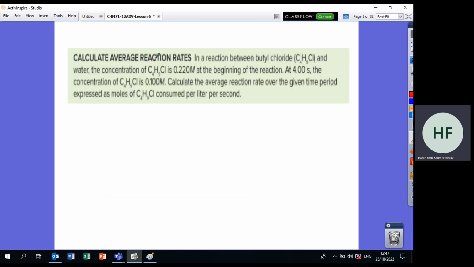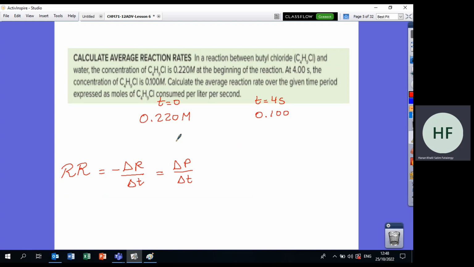Now we need to calculate the average reaction rate. In a reaction between this one and this one, the amount is 0.220 at the beginning of the reaction, at time equals 0. At time equal 4 seconds, the concentration is 0.100. Now calculate the average reaction rate. So I need to calculate RR. Remember, RR could be calculated with one of two rules, either minus delta R over delta T or delta P over delta T. Now, which one am I going to use?